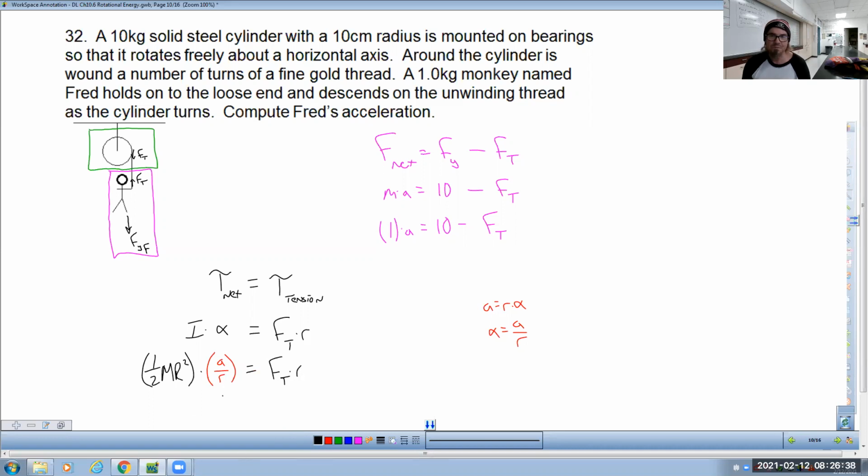Okay, now let's start doing some massive canceling out. The R is the same all the way through. Whether I write it as a capital R or a lowercase r, the R is just the radius of the solid cylinder. So therefore, I can cancel out one of these R's with this R. Now, the other R is a numerator, and this R on the other side of the equal sign is also a numerator. So I can cancel out this R with the other R. So now what I have here is 1/2 m × a = F_T.